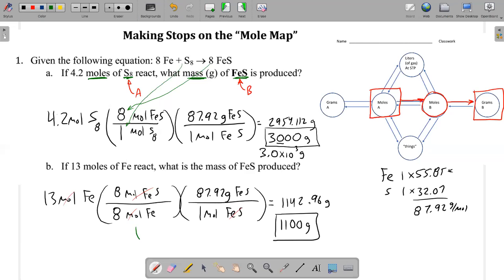So this is the mole ratio, and this is the formula mass. So that's step one, the mole ratio, and this is a formula mass.